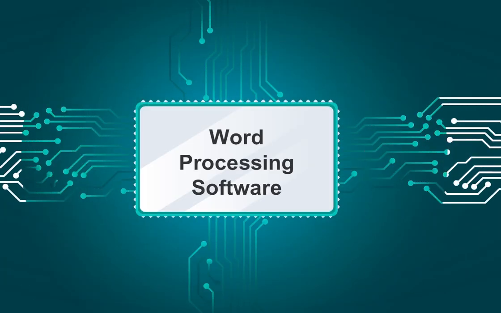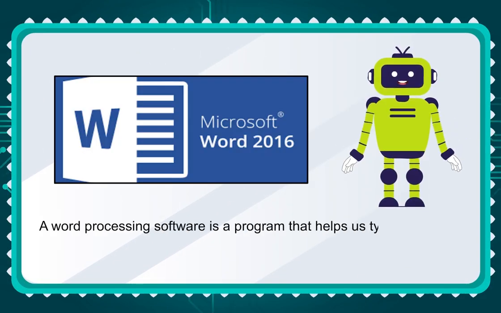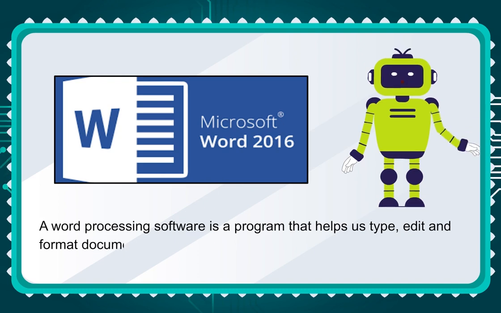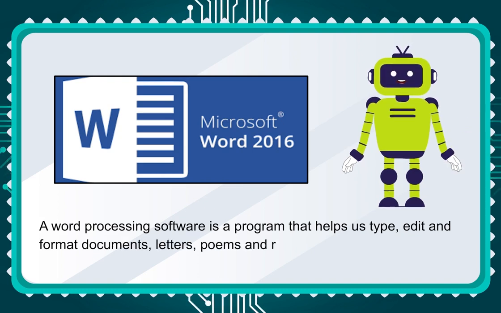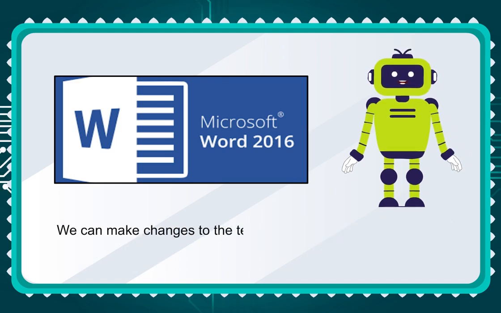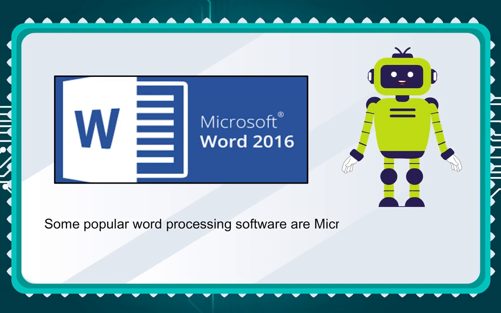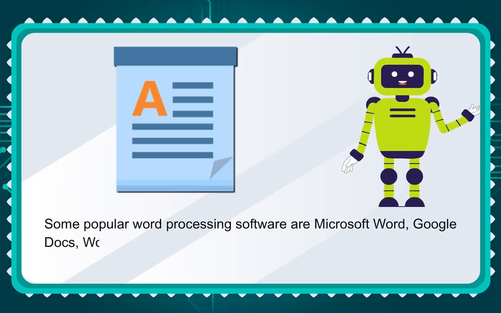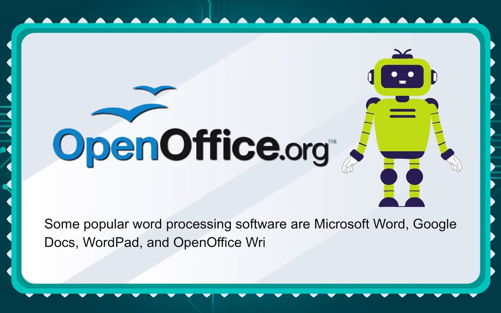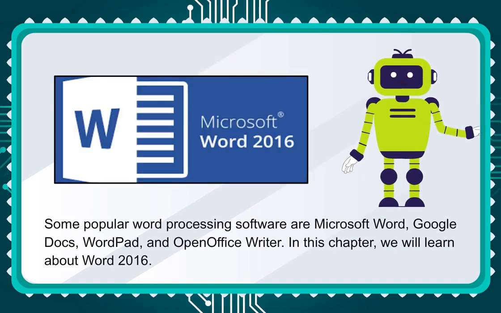Word processing software. A word processing software is a program that helps us type, edit and format documents, letters, poems and reports. It also allows us to add pictures with the text. We can make changes to the text and change its appearance in different ways. Some popular word processing software are Microsoft Word, Google Docs, WordPad and OpenOffice Writer. In this chapter, we will learn about Word 2016.